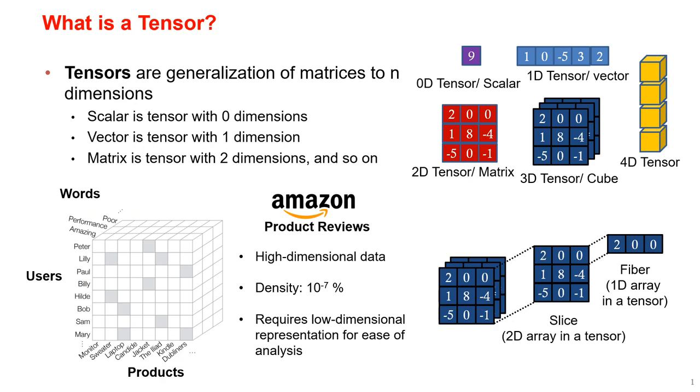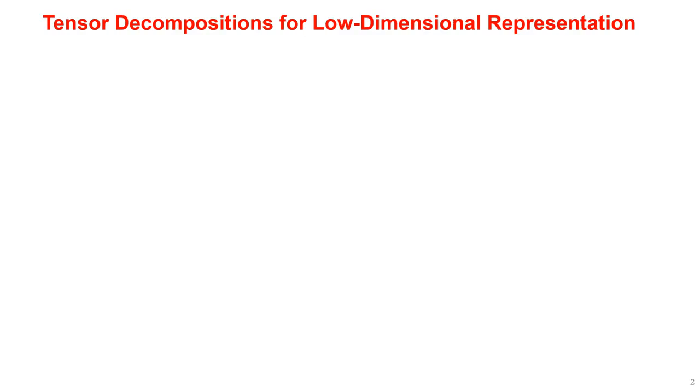Many real-world datasets are represented in the form of large multidimensional tensors, and especially sparse tensors. For example, here I am showing the Amazon product review tensor, which consists of people, products, and product reviews. This tensor is extremely large and sparse and requires a low dimensional representation for ease of understanding. Tensor decompositions are common methods to find low dimensional representations of such large multidimensional tensors.